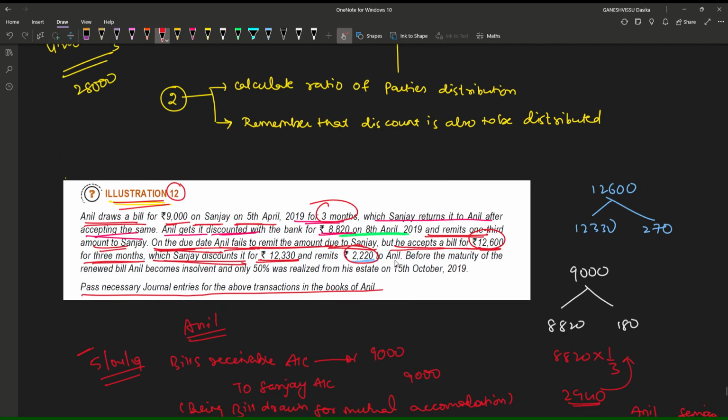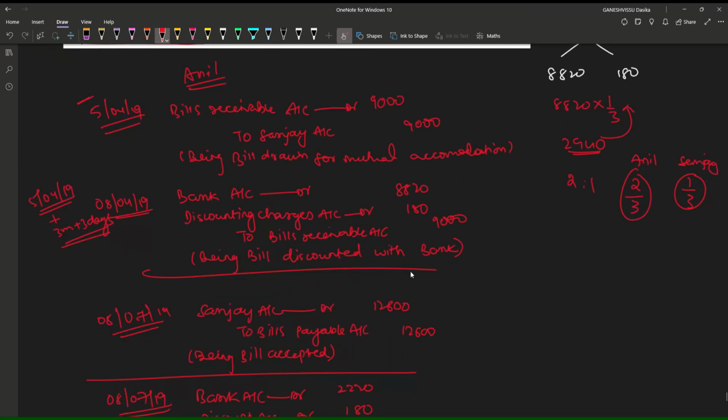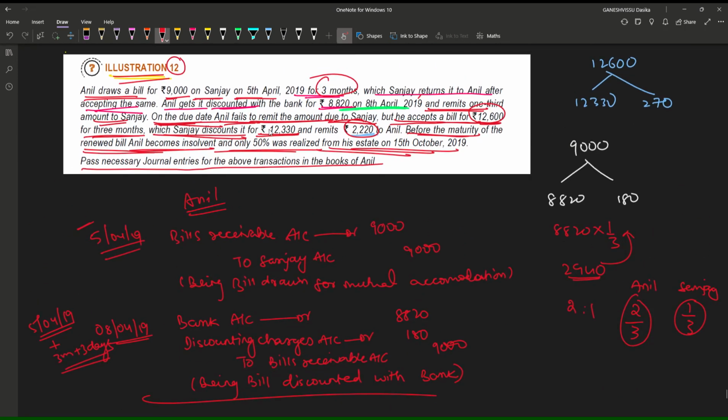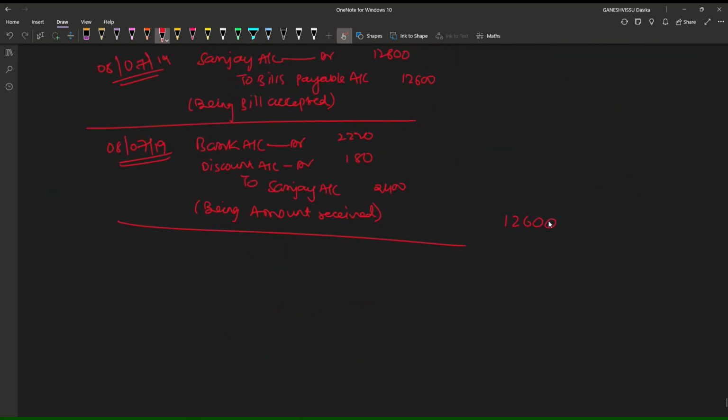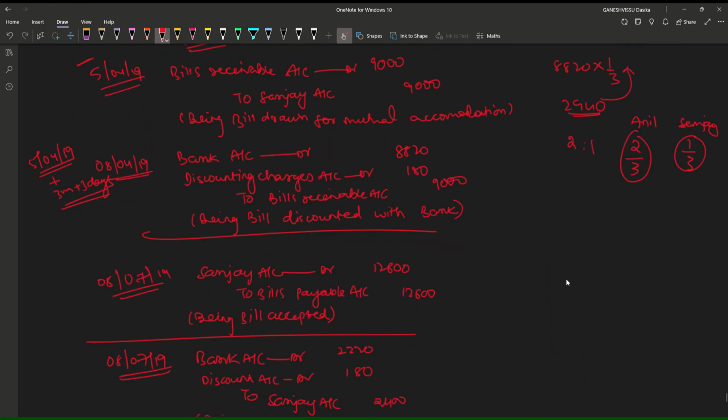Okay, the same thing, before maturity. Before maturity of the renewed bill, Anil becomes insolvent. Only 50% was realized from his estate on 15th October 2019. So what is the amount of the second bill? Second bill is 12,600, right? Out of this 12,600, what is the share of X? Two-third share. 12,600 into 2 divided by 3, 8,400 is the share of X.